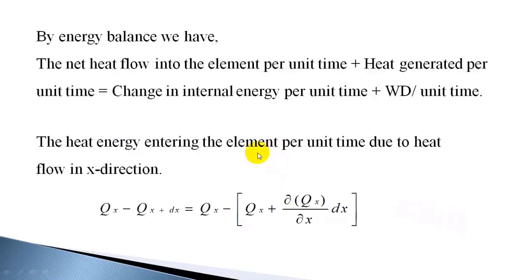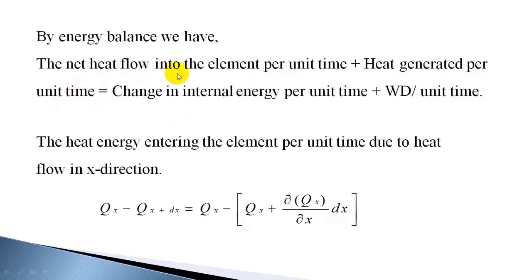Now let us consider the energy balance. The rate of heat flow into the element per unit time plus heat generated per unit time is equal to change in internal energy per unit time plus work done per unit time. Now, net heat flow into the element per unit time: you can find this out considering the heat flow in the three directions, x direction, y direction, z direction. Now if the heat is generated within the element, that also you can find out. If you know the rate of heat generation, multiply by the volume, you will get the heat generated per unit time.